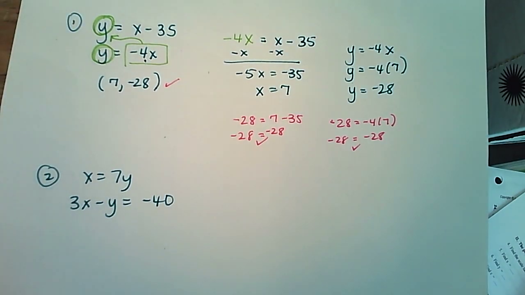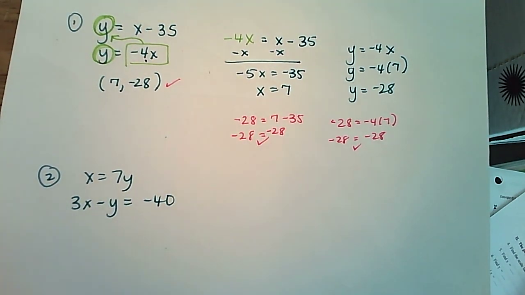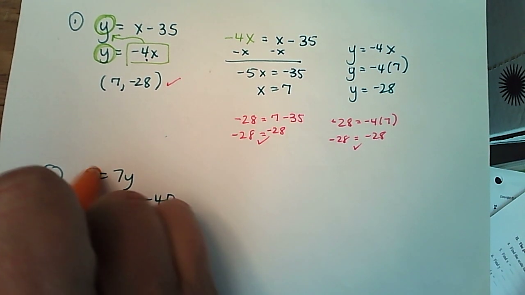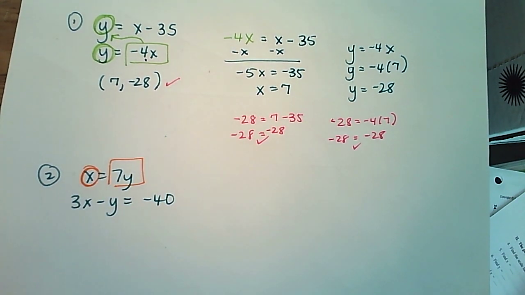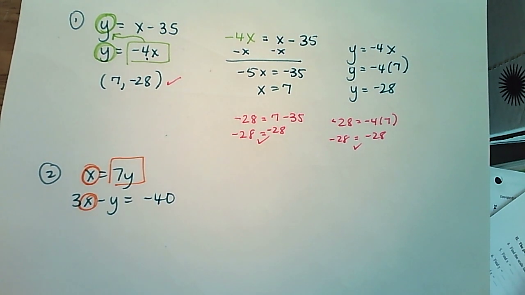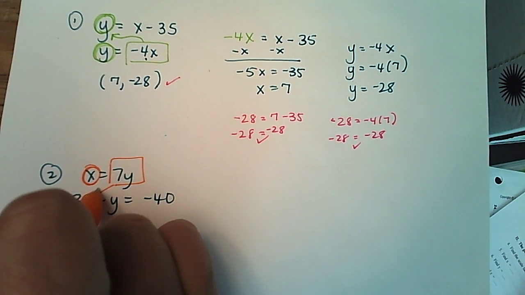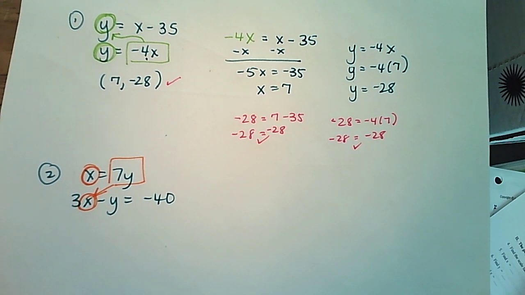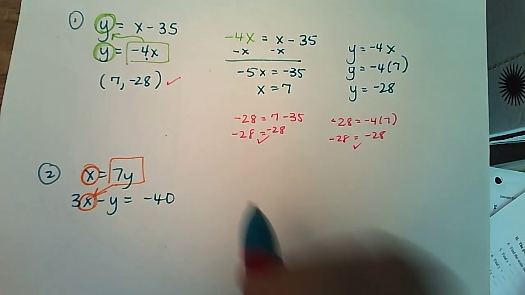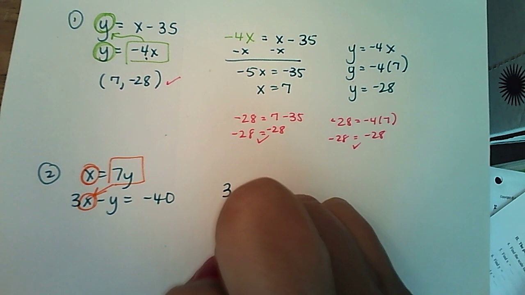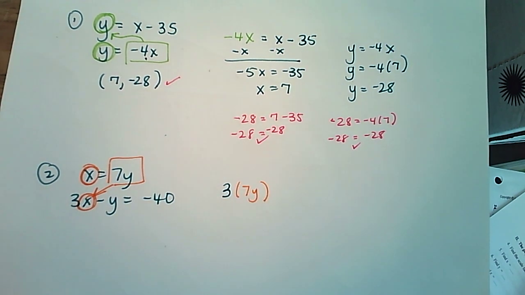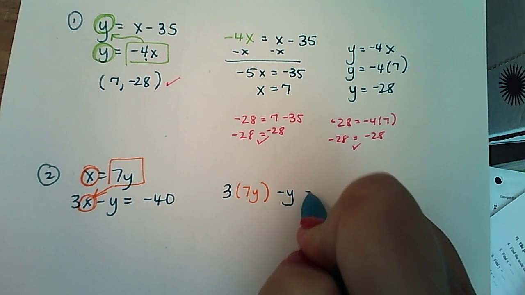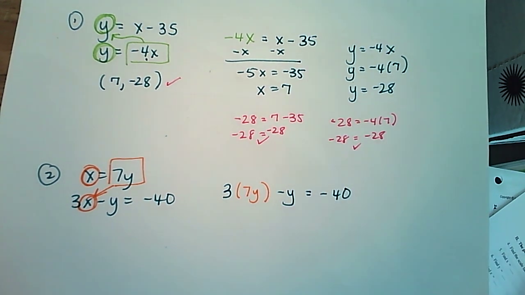Let's try again. All right, it says here, x equals 7y, and 3x minus y equals negative 40. Well, right away, I can take this x here, which is 7y, and replace it for this x here. I can just take them and plop them in. Why? Because x equals 7y. I can shove them into the equation and solve. So 3 times that x, which is 7y, minus y equals negative 40. Now I just need to do some math.